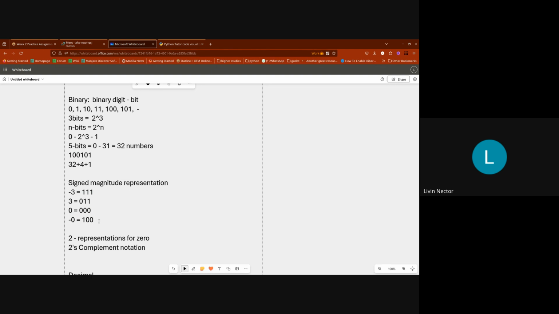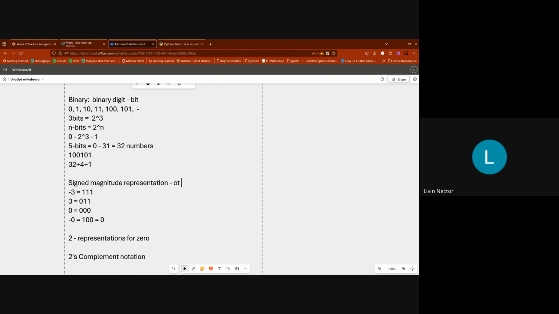So this is also equal to 0. But in terms of representation, it has 2 representations for the same value. For other numbers, it has only one representation. 3 has only this representation. Minus 3 has only this representation. But 0 has this representation and also this representation. So usually people don't use this in computers nowadays.